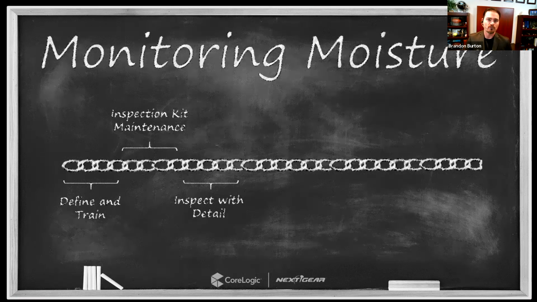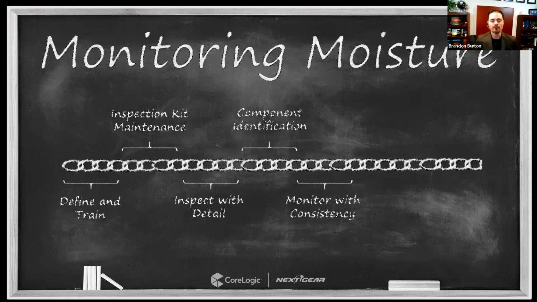You do need to inspect with detail, which means it's the picture and not the video, right? That's ensuring that I have a high level of resolution. I understand the extent of migration. I know what the components are that are affected. I'm identifying those components that are going to be the most difficult to dry within that assembly and focusing on those for my monitoring. Once I inspect with detail, we identify the component, and then monitor consistently, right?